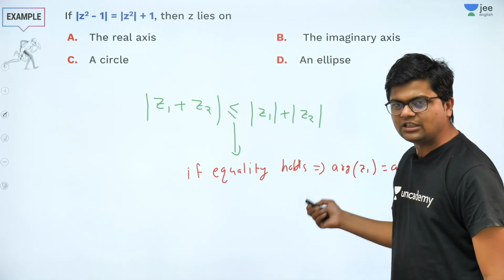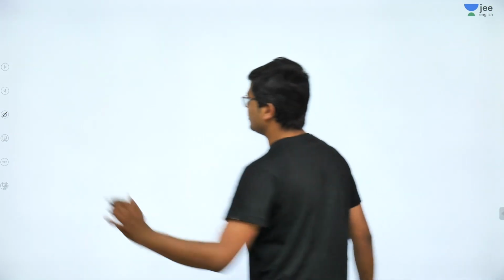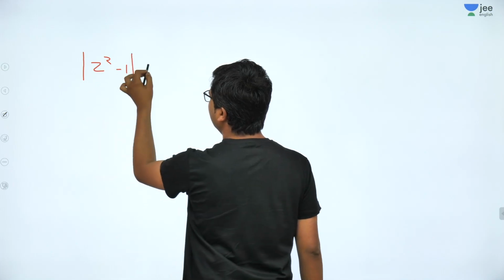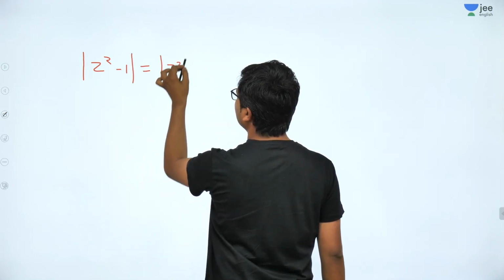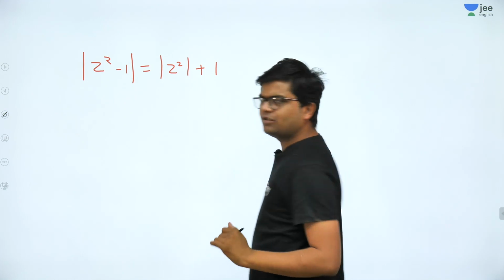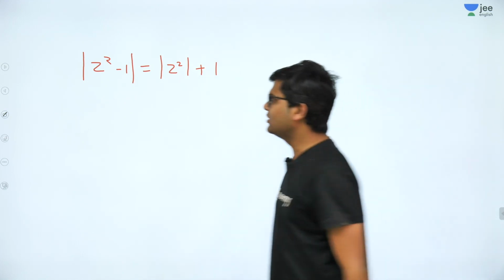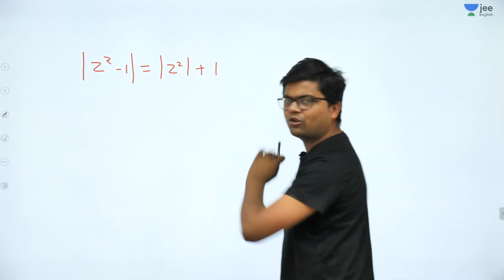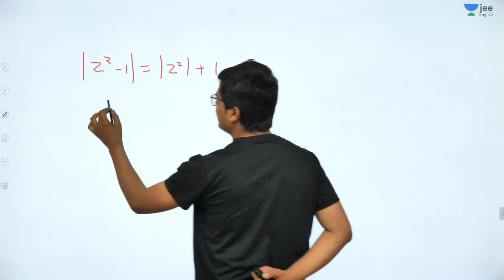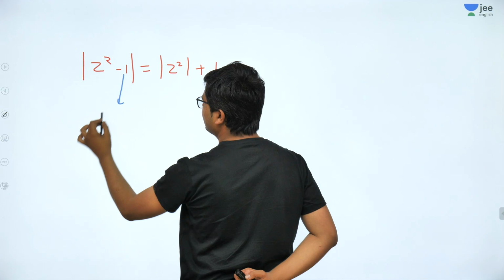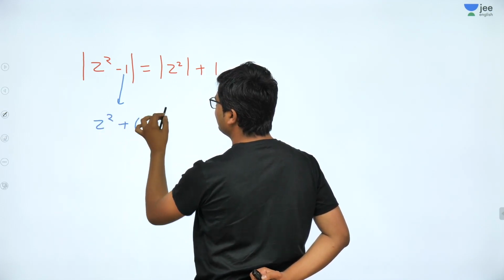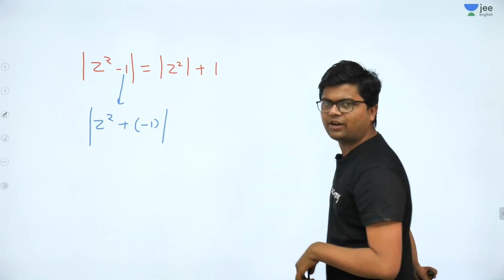Now I am using this conclusion to solve this question. Just stay with me, it is a very wonderful question. Mod of z square minus 1 equals mod of z square plus 1. This we have been given in the question. Got my point? Now just interpret it in that format, mod of z1 plus z2. So if this I consider as z2, it is written like this: this is z1, this is z2, whole modulus. This we need to find out.